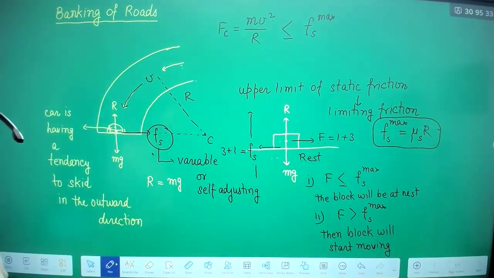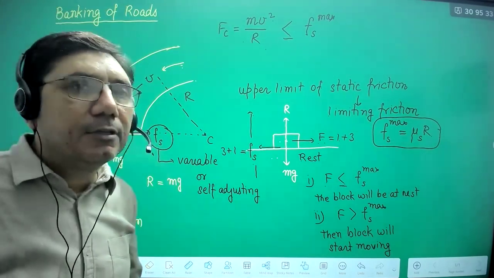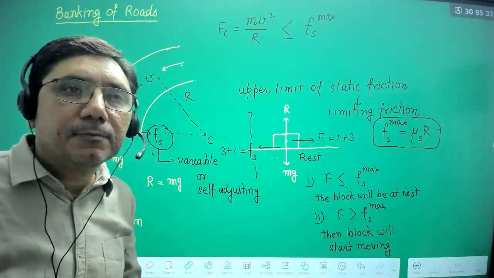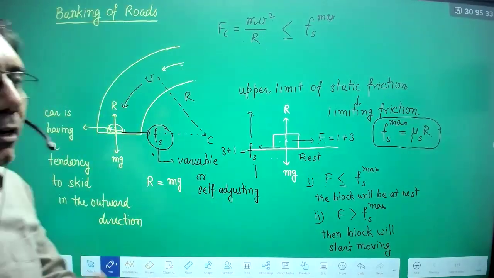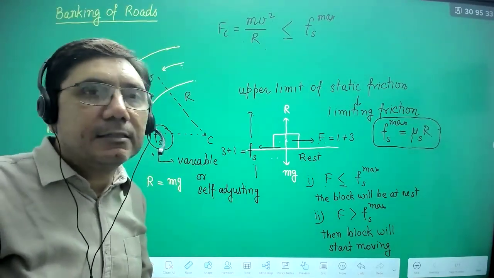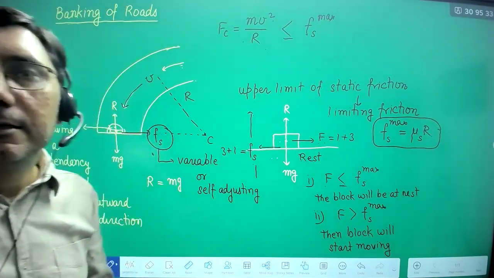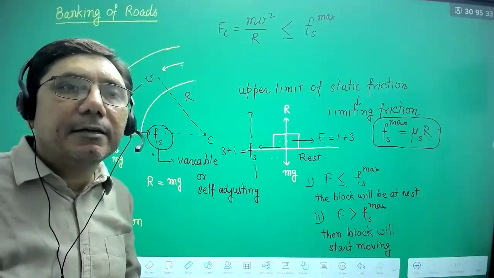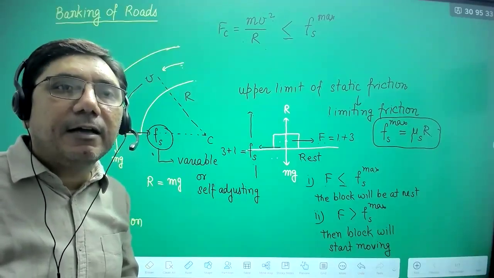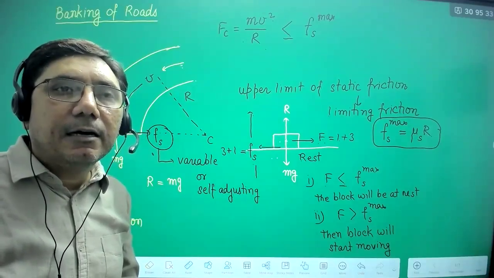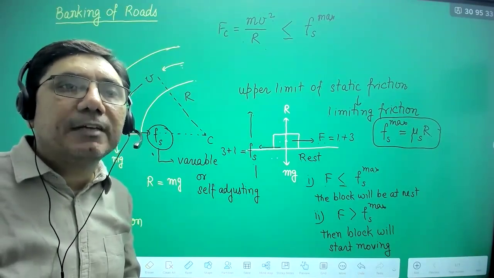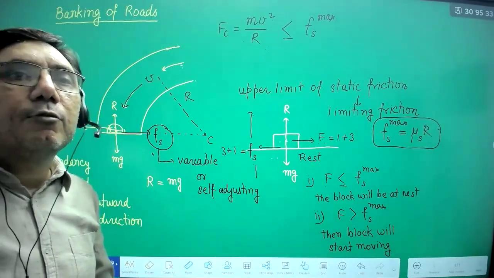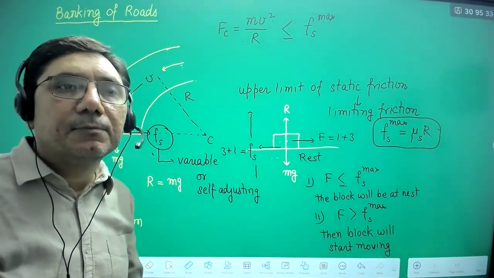For the circular motion on this curved path by the car, it will require a source of centripetal force.